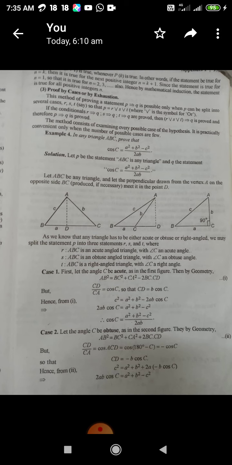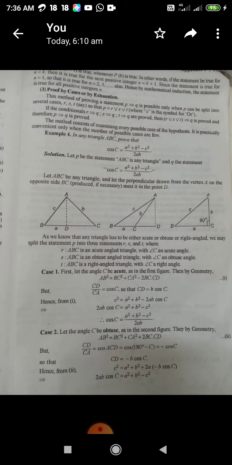For example, suppose you have a triangle ABC, then prove that cos C is equal to a square plus b square minus c square upon 2ab. Solution: let P be the statement ABC is any triangle and Q the statement cos C is equal to a square plus b square minus c square upon 2ab. Let ABC be any triangle and let the perpendicular drawn from the vertex A on the opposite side BC meet it in the point D.